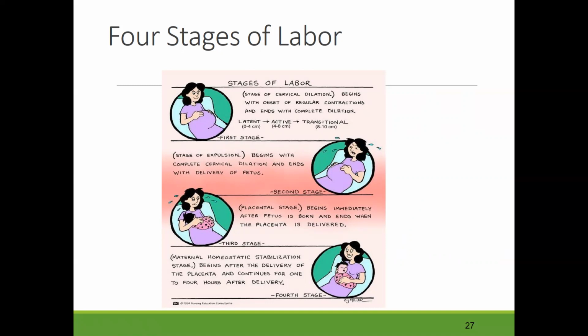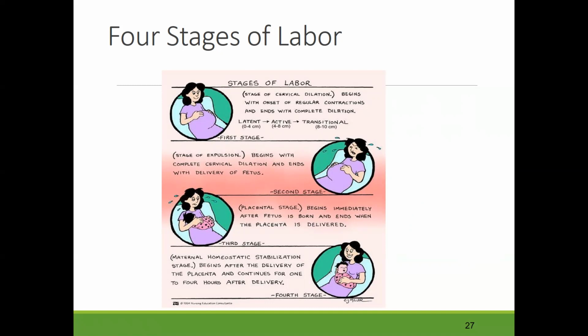So you may hear a nurse talk about what phase she's in. They're just talking about where she is as far as the dilation scale. That's the first stage. Now, the second stage is the stage of expulsion, which begins with the complete cervical dilation and ends with the delivery of the fetus. So by the time they're dilated to 10 and then they deliver the baby, that is the second stage of labor.